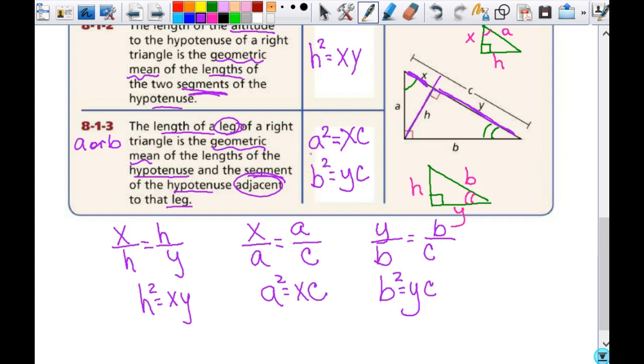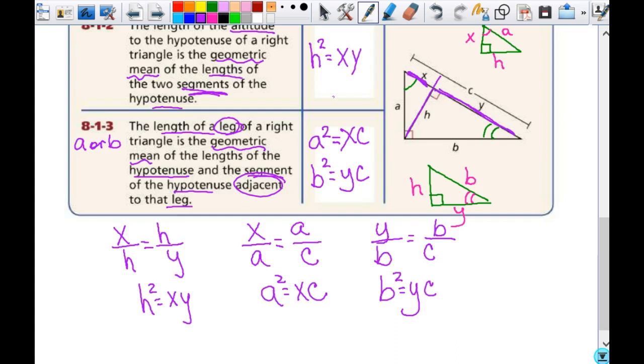Now notice what's happening here though. The things that get squared are either one of the two legs or the altitude. Those are the only things that are the geometric means. The stuff on the right all comes from the hypotenuse. It's either one of the two pieces or the whole thing, right? You're never going to have a leg or an altitude on the right-hand side. Legs and altitudes on the left, pieces of the hypotenuse on the right.